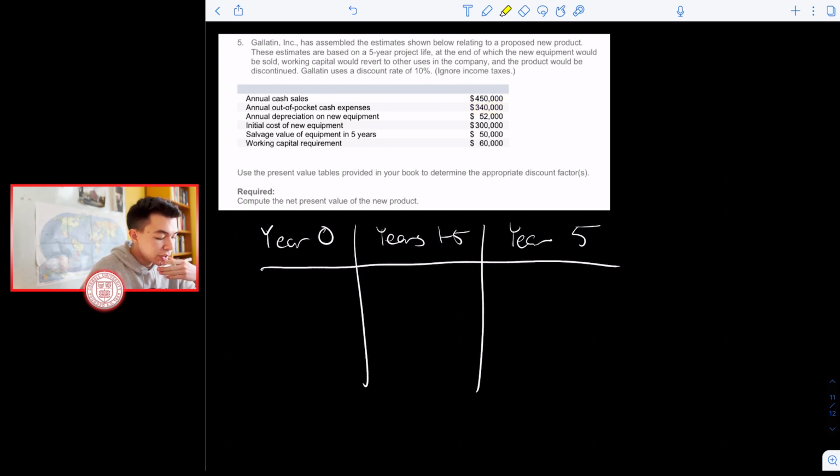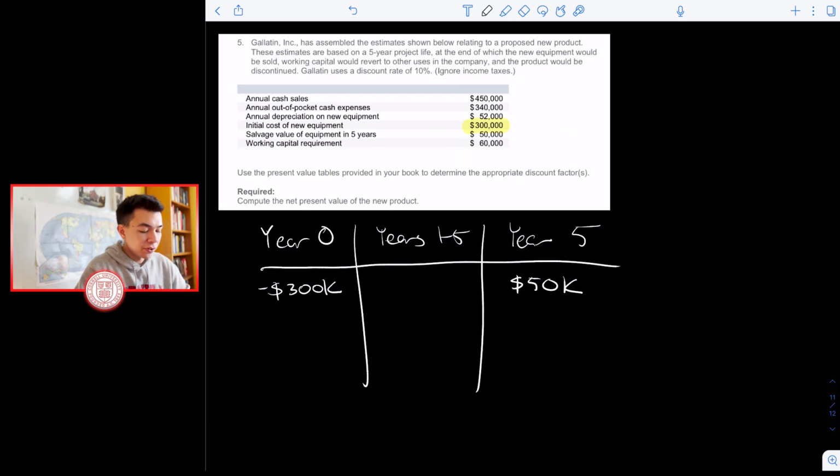But they do tell us here that the initial cost of the equipment is $300K. So that's good. So we can write $300,000 for year 0. That's the initial cost to buy the equipment. And they tell us that the salvage value is $50,000. So we're going to get $50K in year 5.